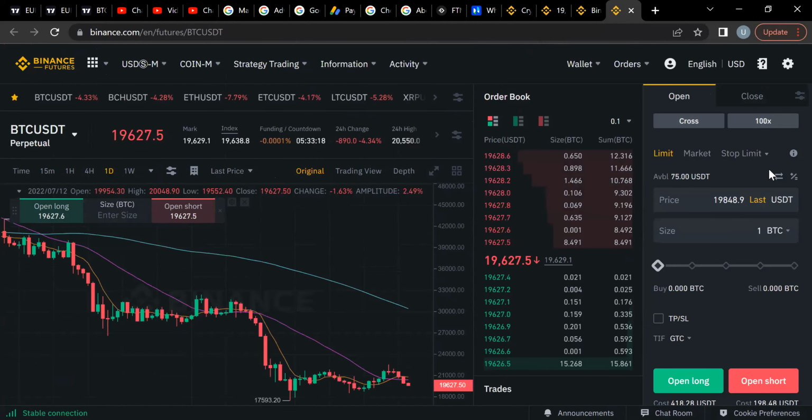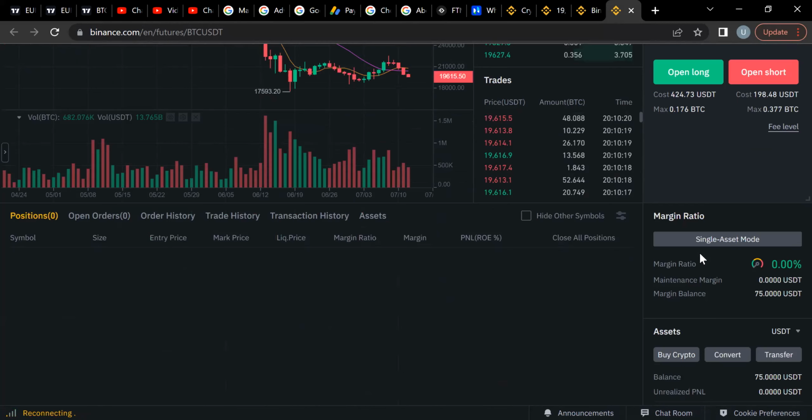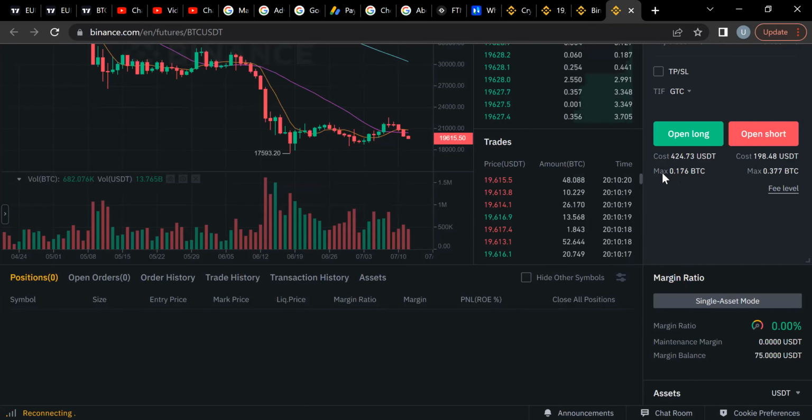Currently, where is that balance? Currently, I'm having 75 USDT in my wallet. That's what I'm having right here. If you just open a new Binance account, you'll be seeing 0 here. That's available. Are you getting it now? So it has increased the maximum I can open. Before, maximum was 0.003. But now I can open more Bitcoin. I can open 0.17 now.